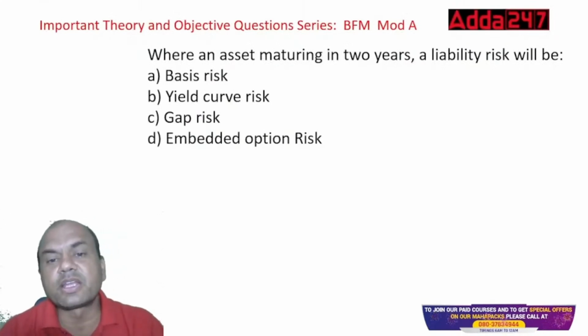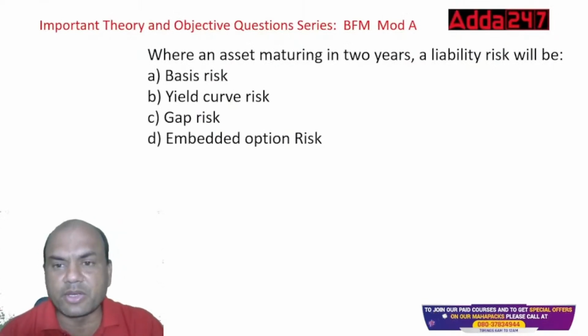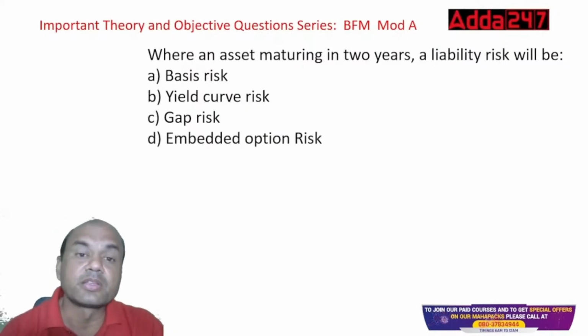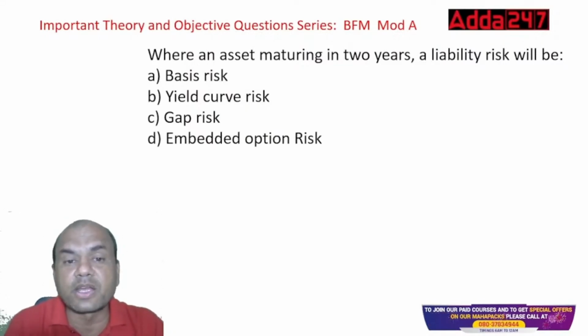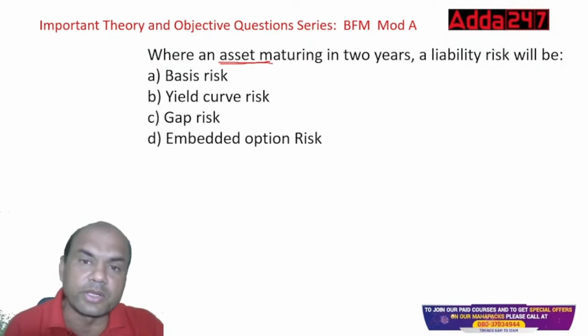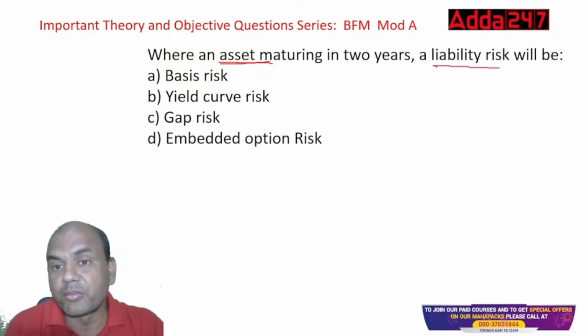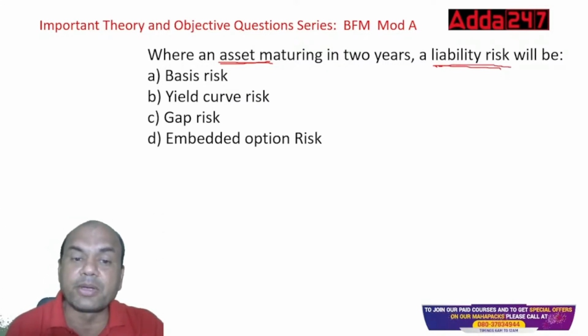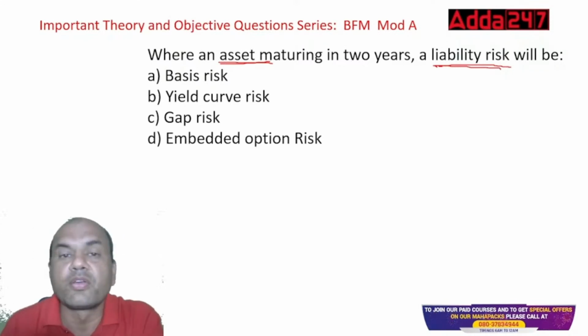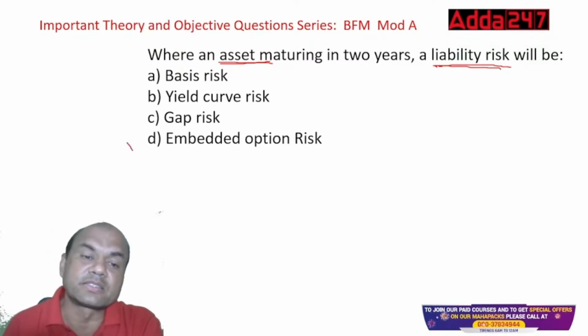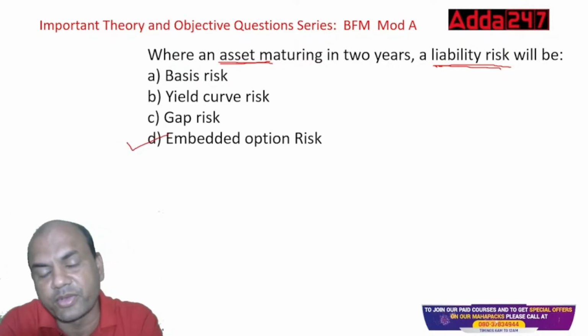When an asset is maturing in 2 years, what will the liability risk be? Suppose a loan is maturing in 2 years. That means I have given a loan and that person will pay me after 2 years. So what is the liability risk? Now look at this liability risk. What risk will I face from the depositor's angle? Basis risk, yield curve risk, gap risk, embedded option risk. From the depositor side, I'll face these risks.